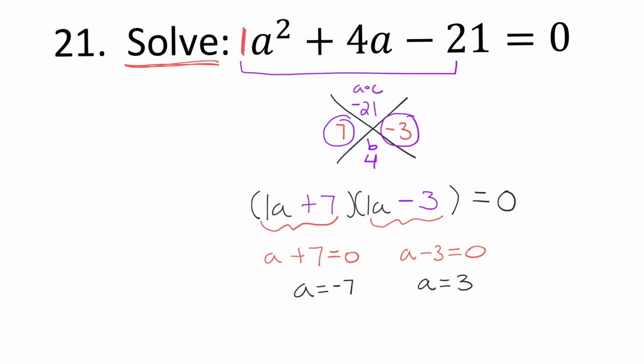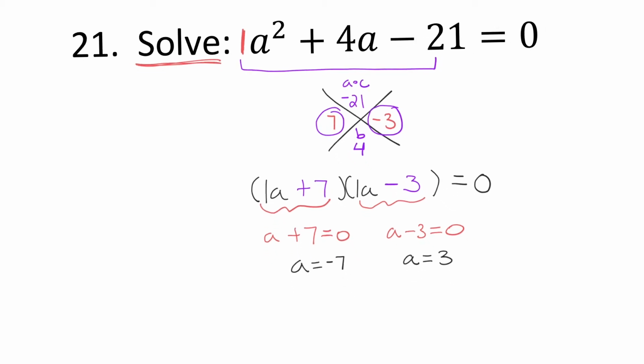So my two answers, we do have two real solutions. They are negative 7, comma, positive 3. The order doesn't matter, guys, when you find those answers. But make sure that you do have a negative 7 and a positive 3. They're both x values, or in this case it's a. They're both a values. So you have two real solutions for this quadratic equation.